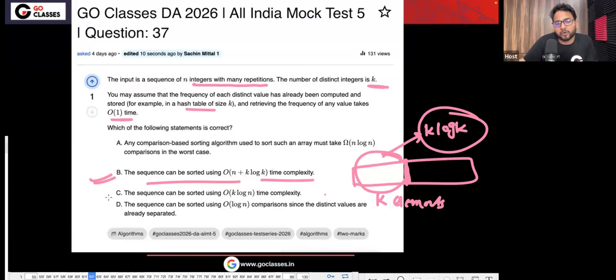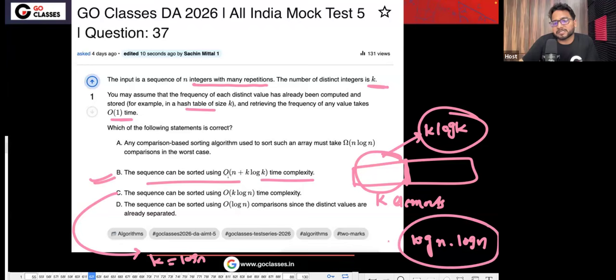For example, if you put k equal to log n, then k log n will be log n into log n, right? But this is n plus something, right? So this log n into log n is definitely lesser than n. I mean, this will at least take n time. So n plus k log k is the correct answer. C is not correct, or log n is not correct, and so on. So B is the correct answer here.